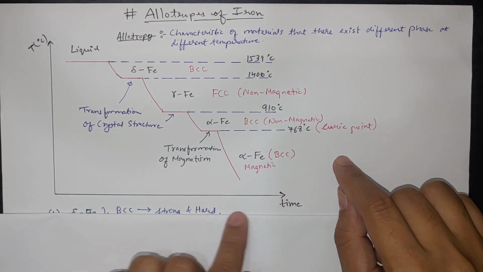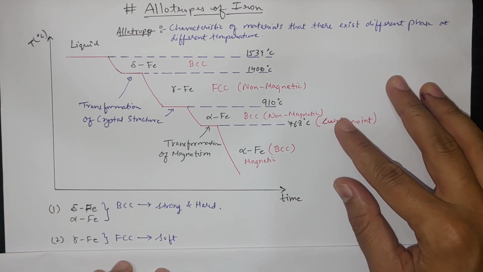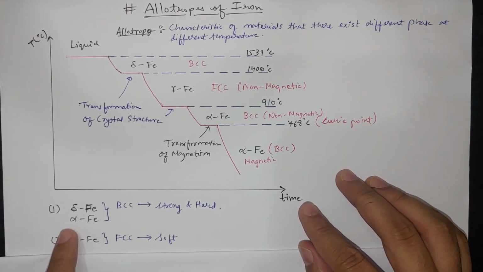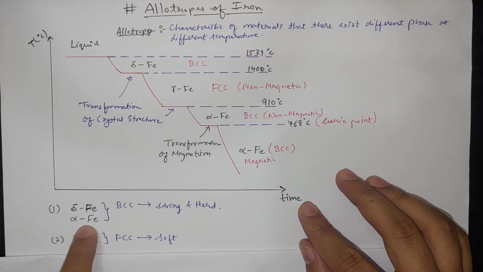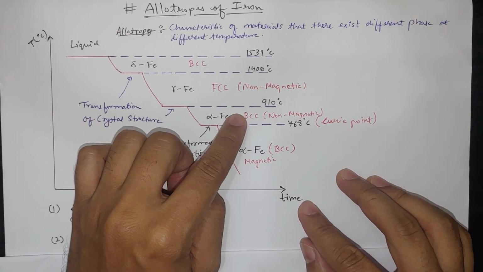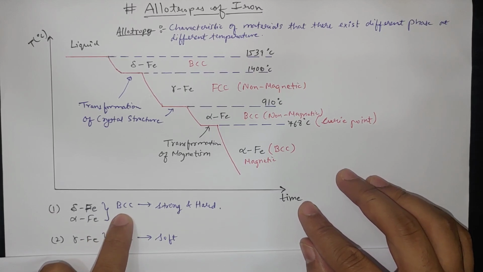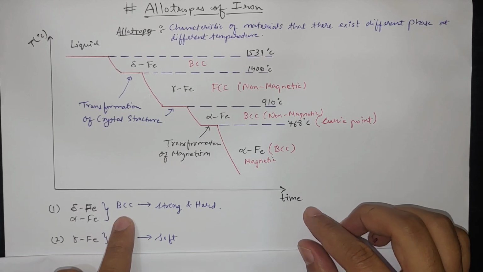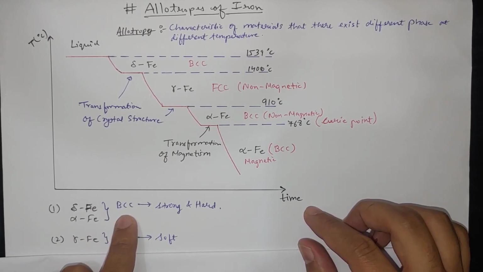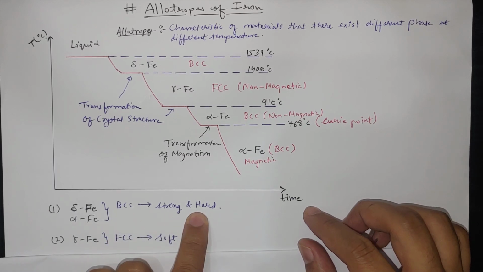Now we'll discuss some points regarding delta iron and alpha iron. They both have BCC structure, delta and alpha. For BCC structure, we know that its atomic packing factor is 0.68. That's why the dislocation motion has to gain more energy to glide till the grain boundaries. So that's why it is strong and hard.